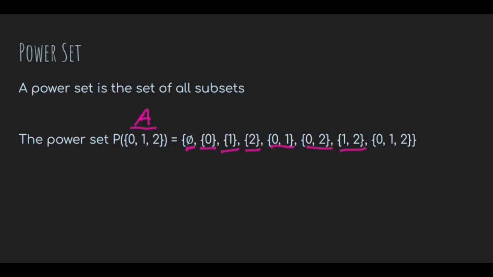Now the question has to be asked, why not 1, 0? Why not like 2, 0? That's because this is a set, not an ordered pair.